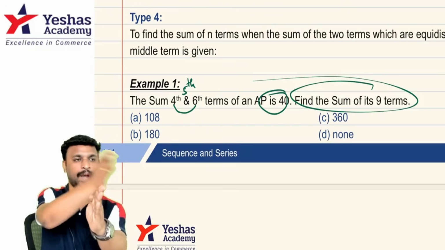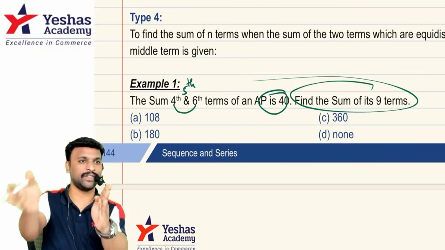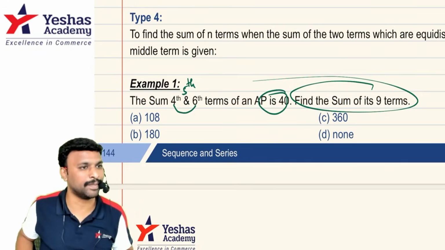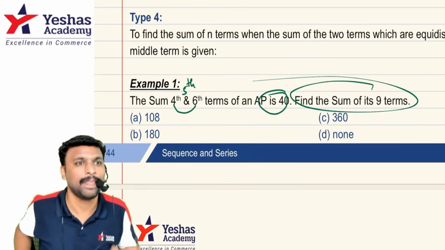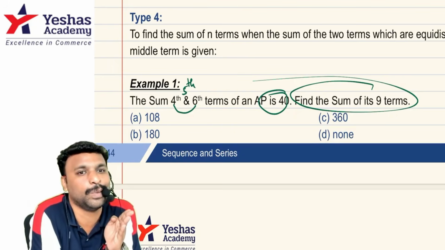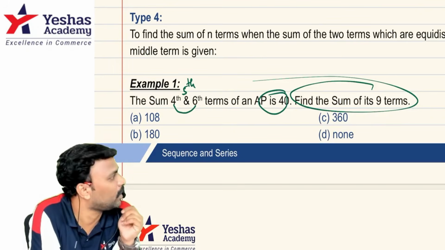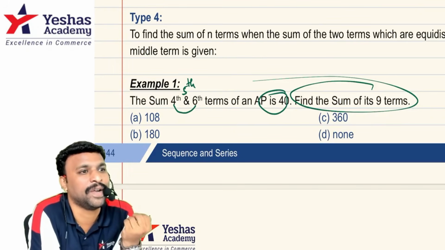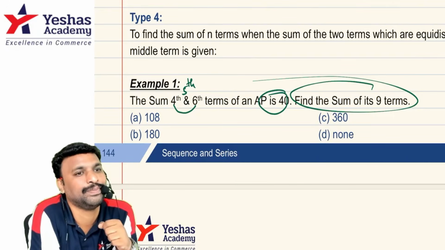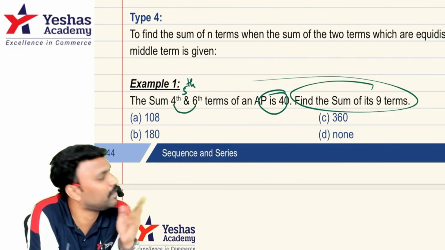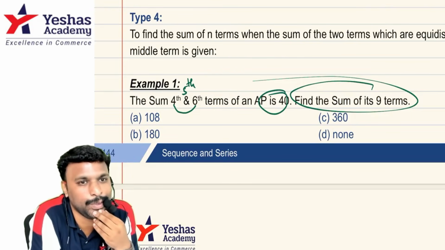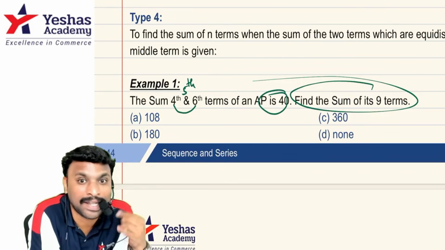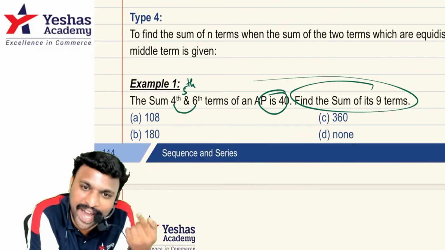The sum of the average of the terms equidistant from the middle term is the middle term, right? They need not take the sum; they have only given the sum. Just divide it by what? 40 by 2 is 20. What is 20? The middle term. Middle term into number of terms, 9, is how much? 180. You getting it? In the previous question, the middle term was directly given.